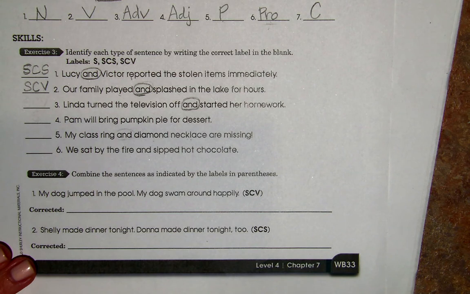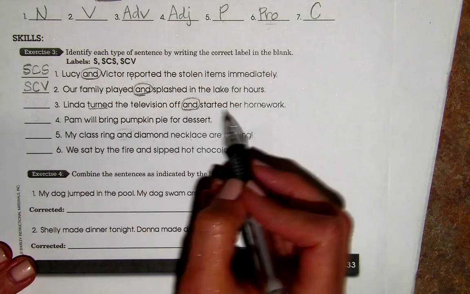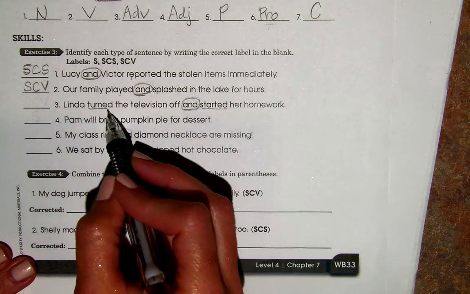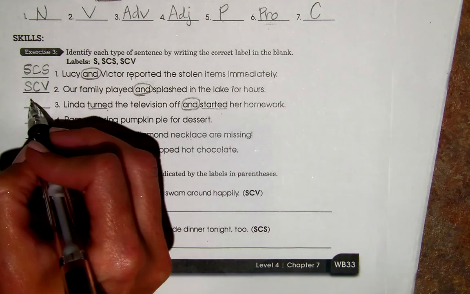And so Linda turned and she started. She turned the television off and she started her homework. Both of those are verbs. And so this is a simple sentence with compound verbs.